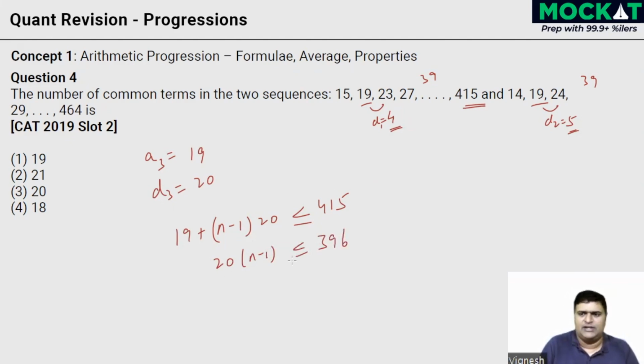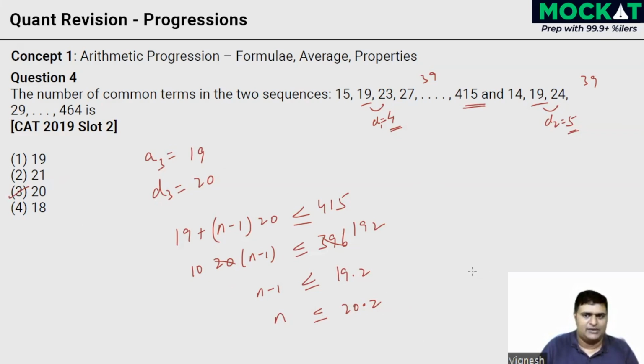396. 396 divided by 20, divide by 2 first, and we're going to be getting 19.8. N minus 1 over here is less than or equal to 19.8. N is less than or equal to 20.8. What is the largest integer less than 20.8? That's going to be 20, right? 20 over here. That's the largest integer less than it.